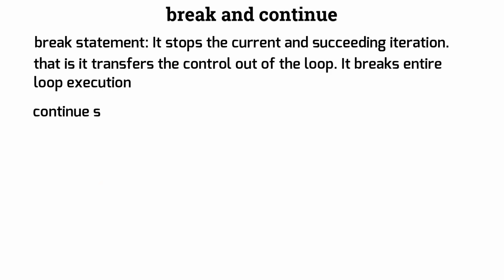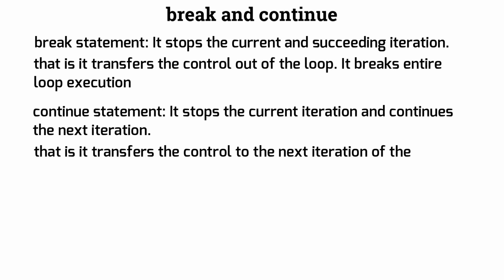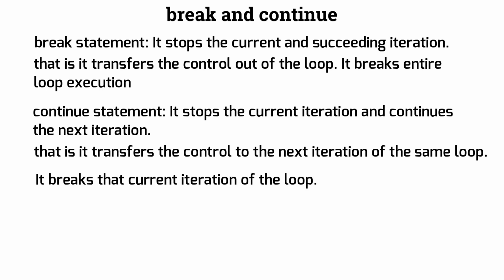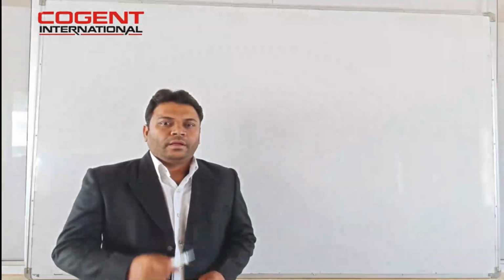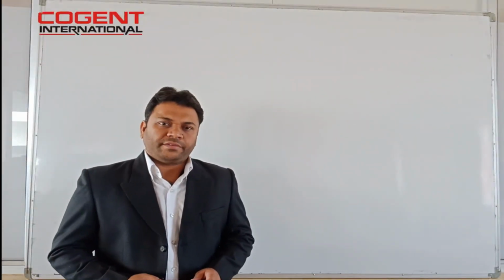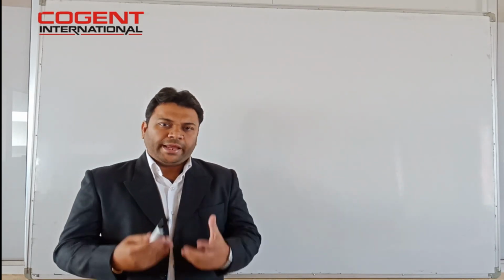Then the continue statement stops the current iteration and continues the next iteration. That is, it transfers the control to the next iteration of the same loop, and it breaks the current iteration of the loop. Note, these unconditional statements are also called jump statements. Now let us understand with an example how the break statement and continue statement execute.